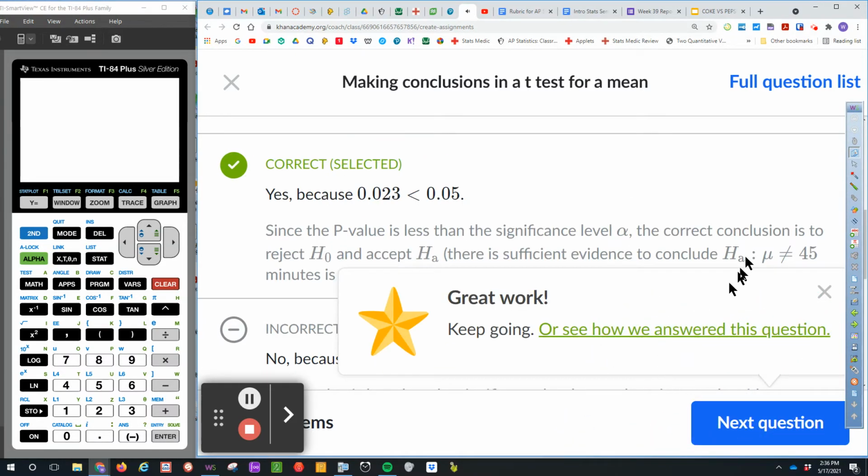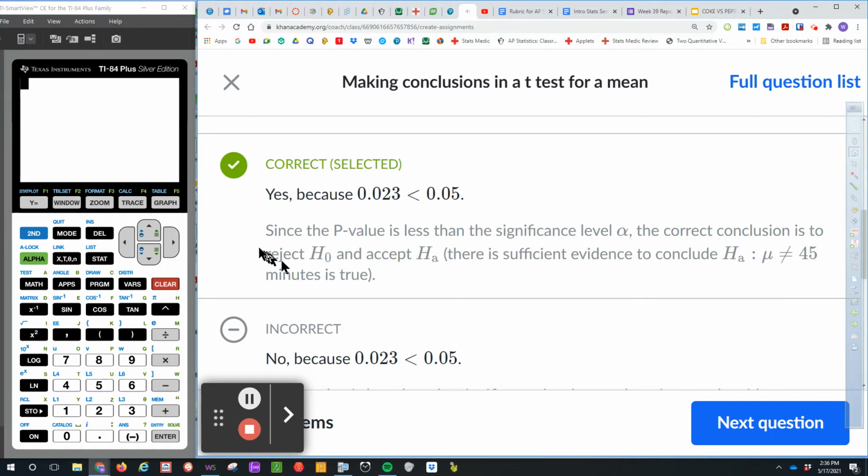So let's check this out. Since the p-value is less than the significance level alpha, the correct conclusion is to reject H naught, and therefore there is sufficient evidence to conclude that the mean is not equal to 45.